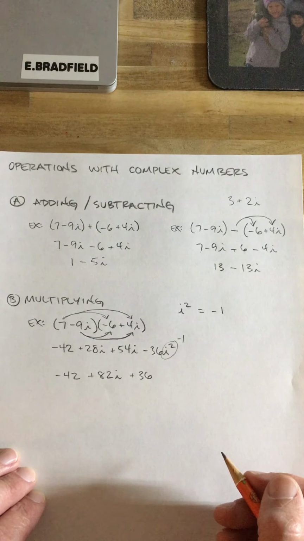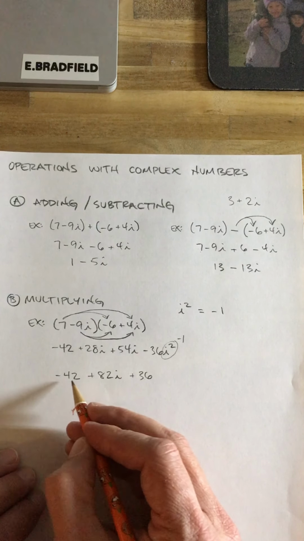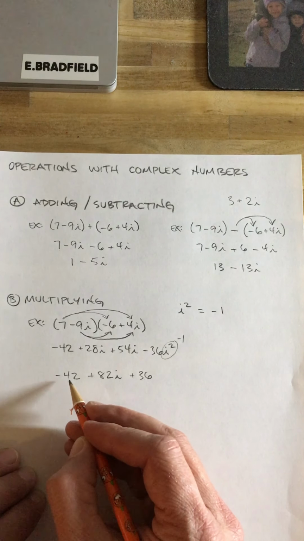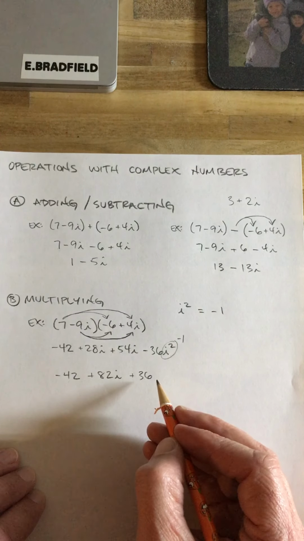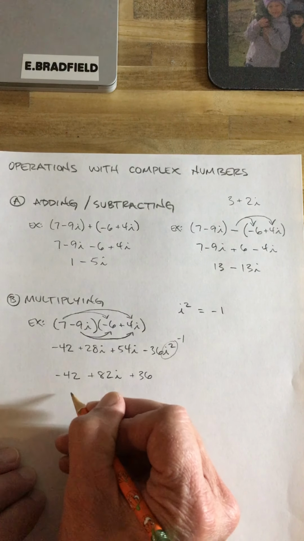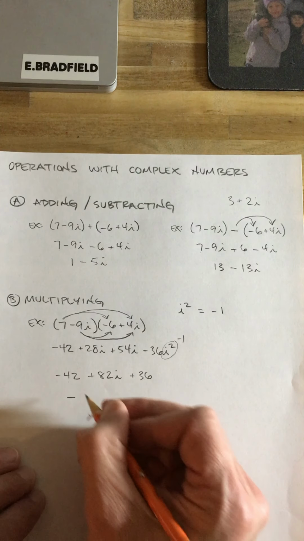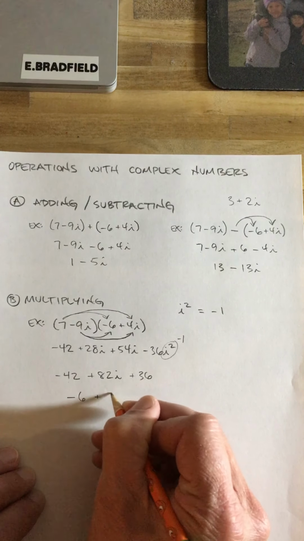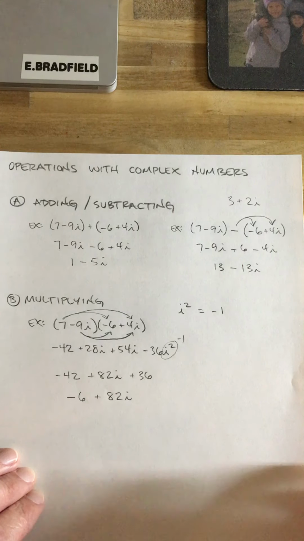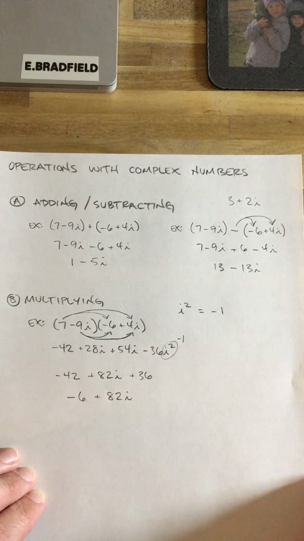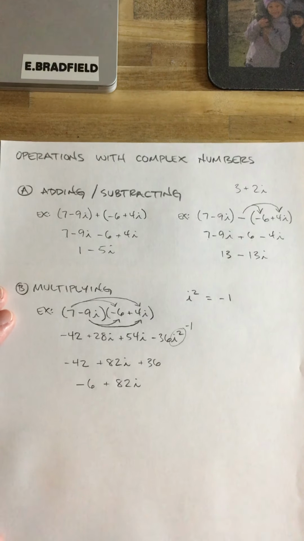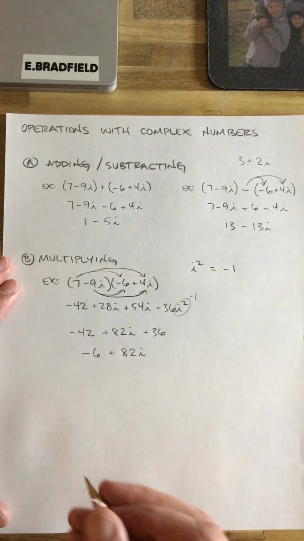And now all we have to do is combine this with this guy right here. So negative 42 plus 36, I'll give you a second to figure that out. It's still going to be negative, and that's going to be negative 6, plus 82i. All right. That was kind of a beast, man. Big numbers, a lot of number crunching there. Okay, let's see if we could do another one. Maybe easier numbers to crunch.